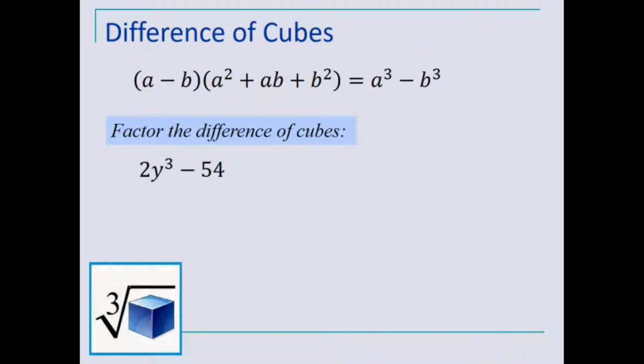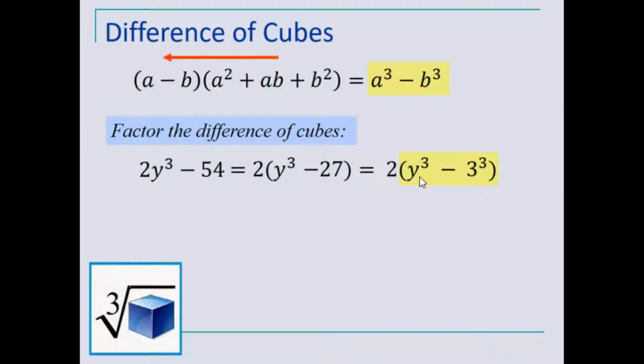Factoring this problem, on first inspection, these are not perfect cubes, but we can't forget that we should always consider factoring out the greatest common factor first, which in this case is 2. The resulting binomial is in fact a difference of cubes since 27 can be replaced with 3 to the third power and y to the third is a perfect cube.